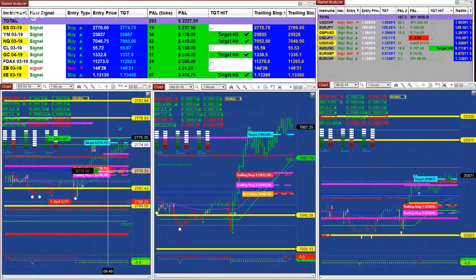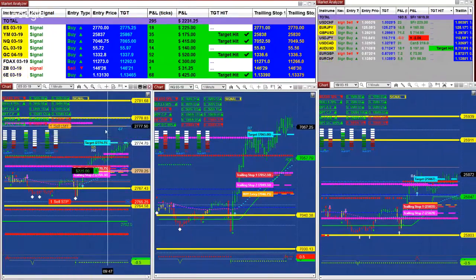We can go ahead and take it a little bit around the 77 level. We still have one target on this one here, and we will see what is going to happen in that area here.